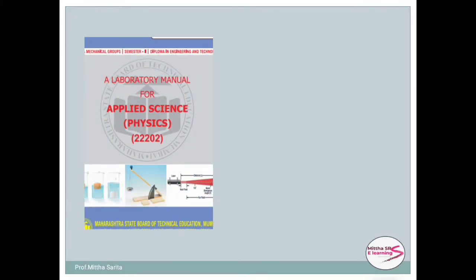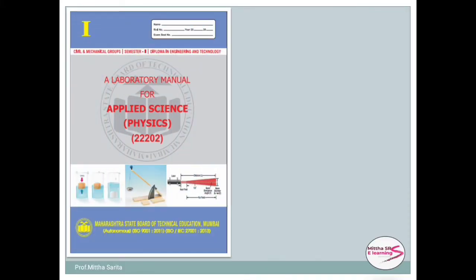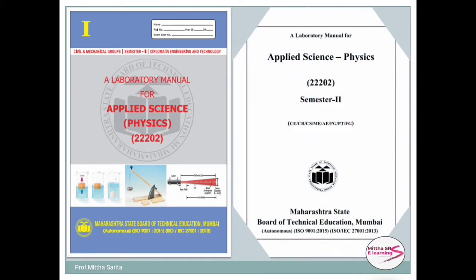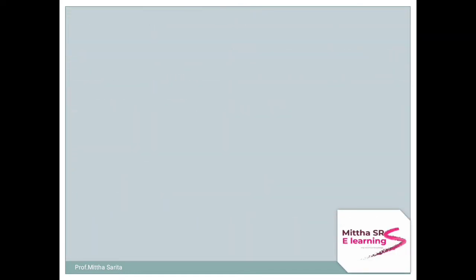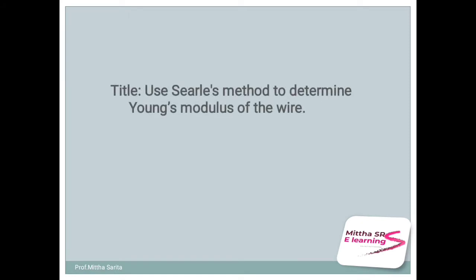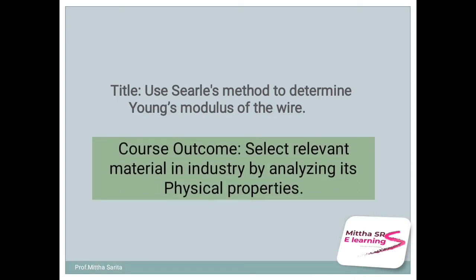In this video, we will learn Applied Science Physics Practical. Applied Science Physics, the code is 22202. This is for semester 2. The experiment number 1 is Young's Modulus. Title of this experiment is: Use Searle's method to determine Young's modulus of the wire.